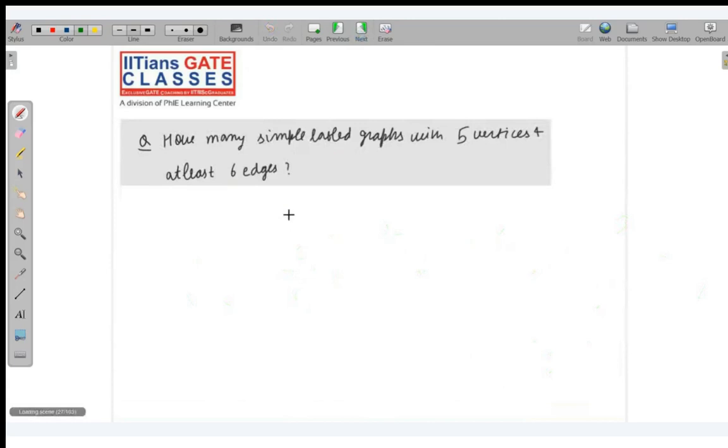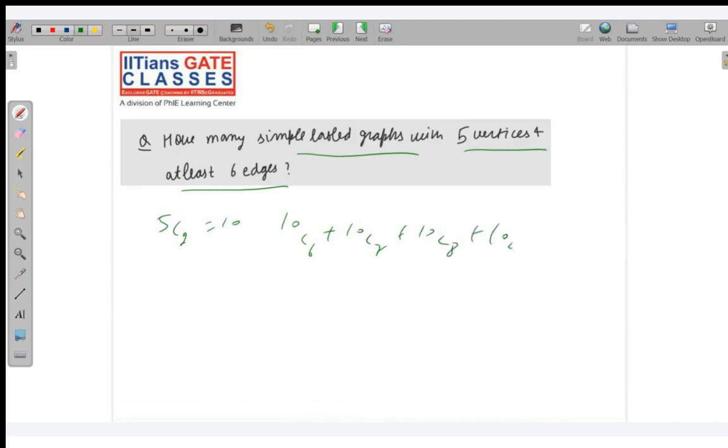How many simple labeled graphs with 5 vertices and at least 6 edges? It will be a bit lengthy question. At least 6 edges. So 5C2 is nothing but 10. From 10 you want to pick at least 6. So 10C6 plus 10C7 plus 10C8 plus 10C9 plus 10C10. This is my answer.